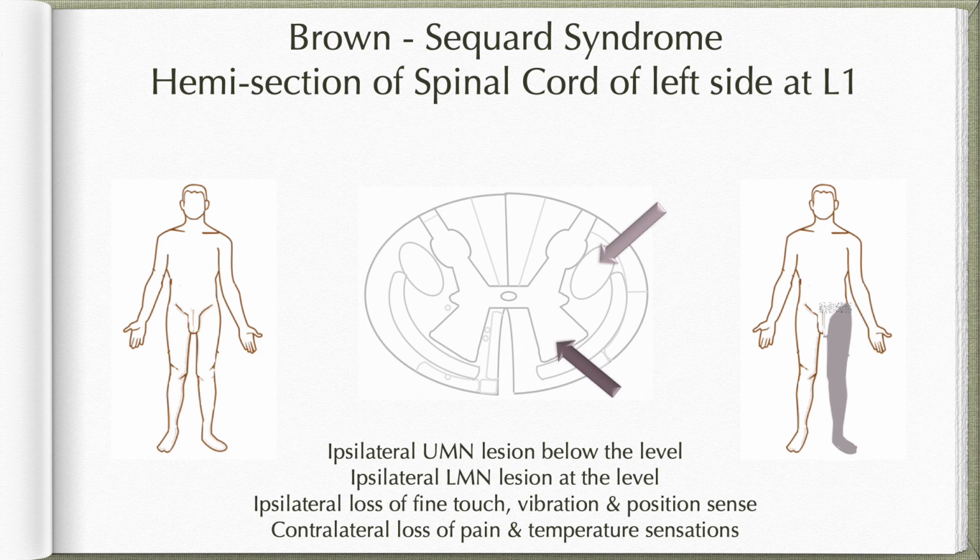Ipsilateral lower motor neuron type of lesion at the level of injury because of the involvement of ventral horn motor neurons. Ipsilateral loss of fine touch, vibration and position sense, that will be because of the involvement of dorsal columns. And contralateral loss of pain and temperature sensations because of the involvement of lateral spinothalamic tract. So these 4 features together is what we call as Brown-Sequard syndrome, or the effect of hemi-section of spinal cord.